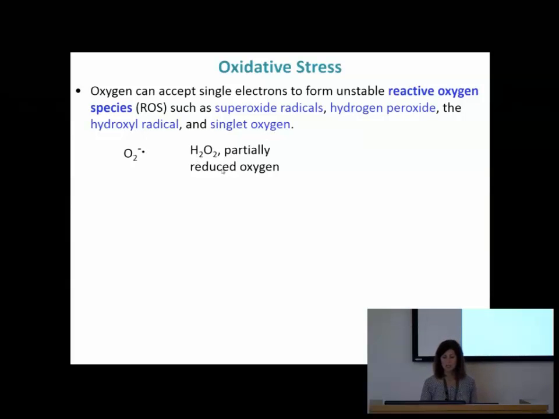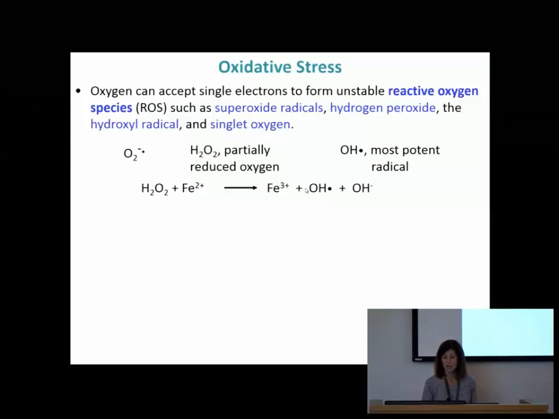The hydroxyl radical will result from the hydrogen peroxide oxidizing our metal ions, and then it will reduce the hydrogen peroxide to hydroxide and hydroxyl radical. This hydroxyl radical is really what we need to be worried about, and we're going to talk more about that.